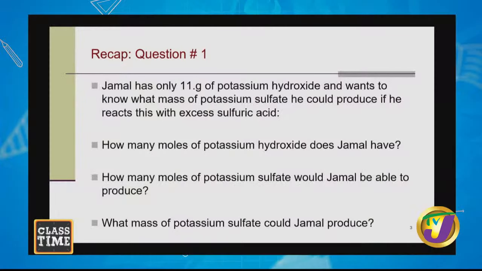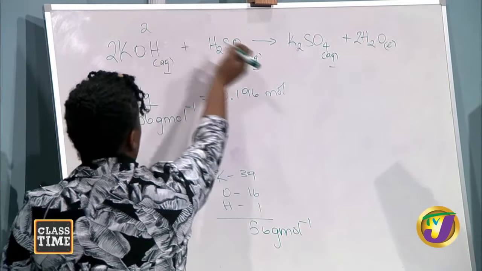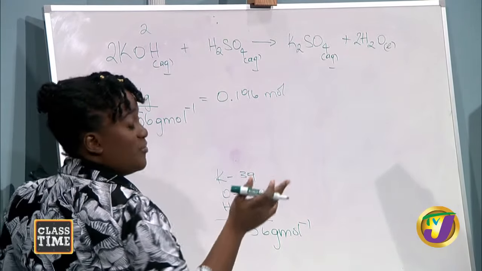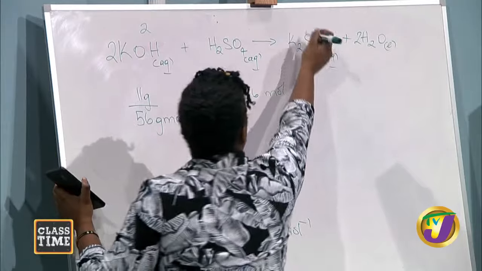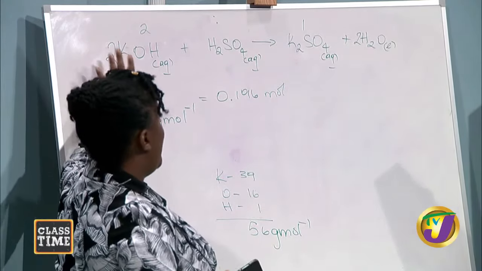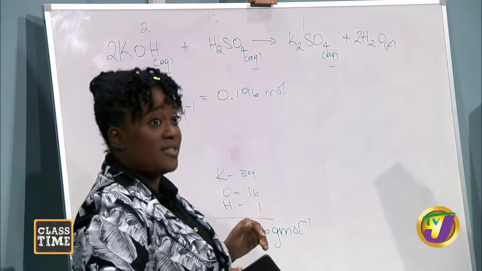How many moles of potassium sulfate would Jamal be able to produce? So again, that's where balancing our equation comes in. It is very important to balance our equation. So this is a 2. Let's look at the mole ratio. The mole ratio here is telling me that it requires 2 moles of potassium hydroxide to produce 1 mole of potassium sulfate. So based on that, I am seeing that I used 0.196 mole.